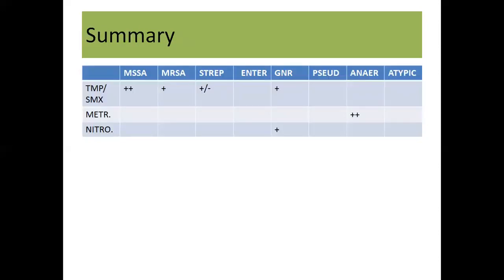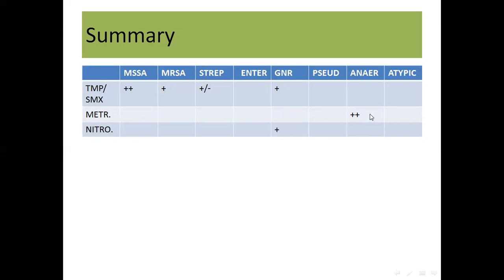So in summary, we have 3 antibiotics today: methoprim, Flagyl, and nitrofurantoin. The methoprim is good against staph. It is one of the few that works on MRSA. It is variable against strep, but it is good for gram-negative rods. That's why it is used for urinary tract infections. It is poor for everything else.